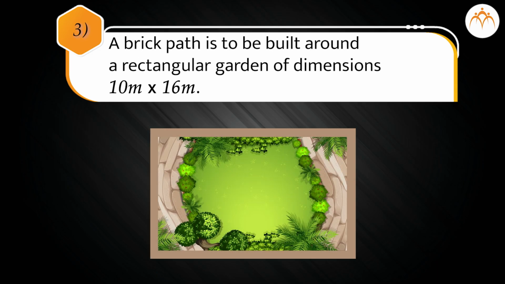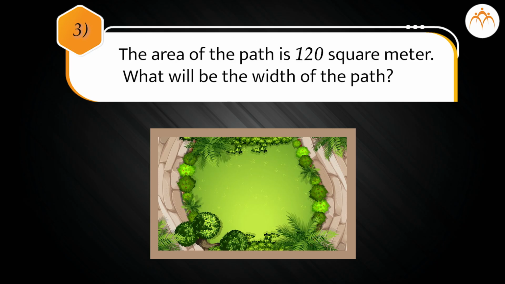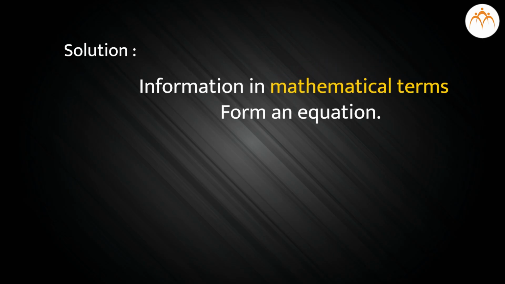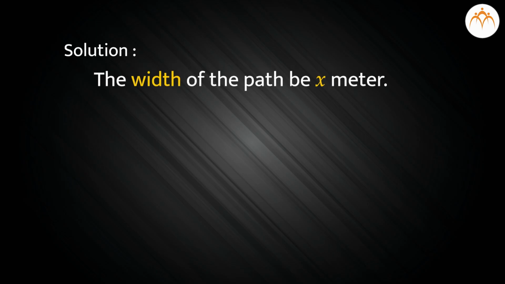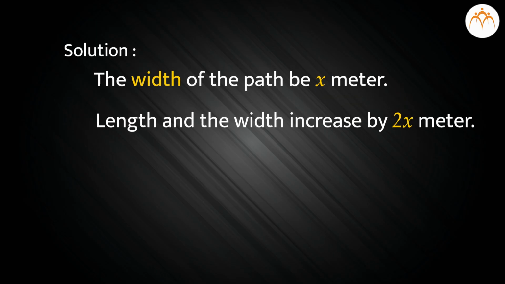A brick path is to be built around a rectangular garden of dimensions 10 meter by 16 meter. The area of the path is 120 square meter. What will be the width of the path? Solution. Let's express the given information in mathematical terms and form an equation. Let the width of the path be x meter. The path is on all four sides, so both the length and width increase by 2x meter.